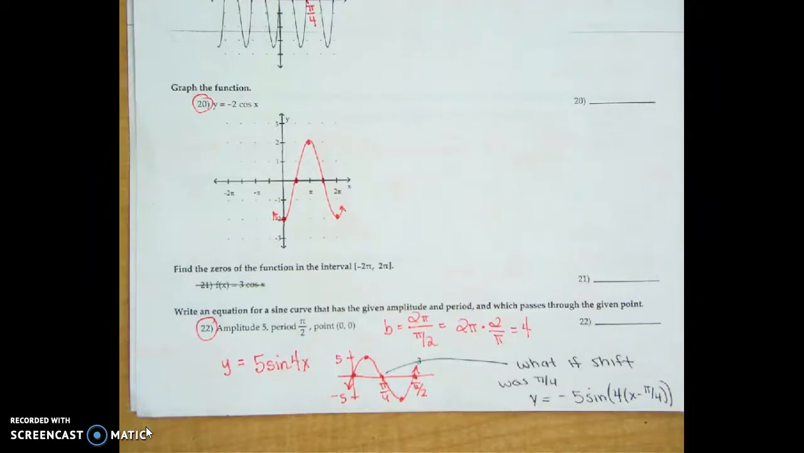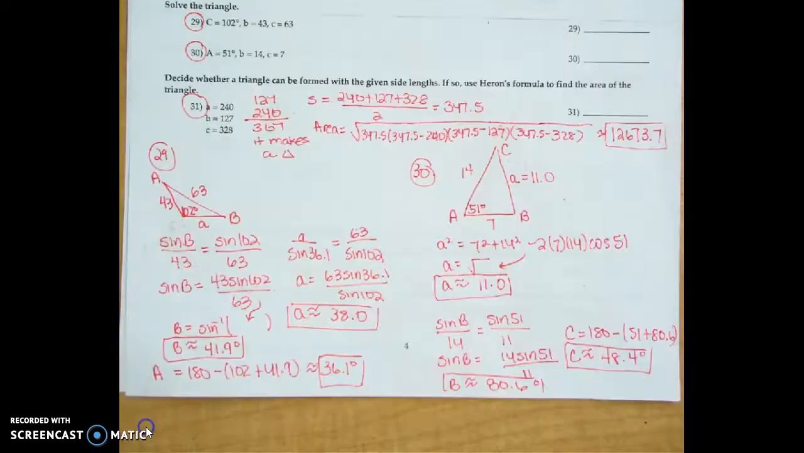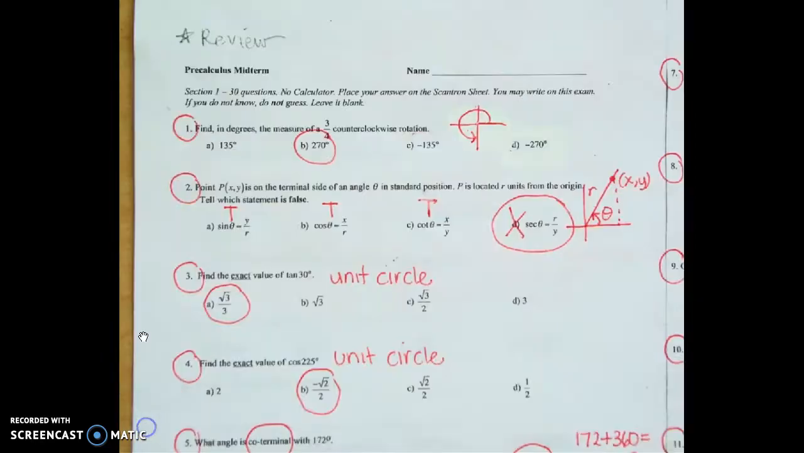Okay, here are the answers to number 20 and number 22. We're skipping 21. On number 24, when you do a composite trig expression, remember you're going to work from the inside out. So I replaced the sine of pi/6 with 1/2 and then evaluated the arc cosine. Okay, the solutions to 29, 30, and 31 are all pretty straightforward law of sines or law of cosines or area problems. Don't forget you'll have those formulas provided to you. And please make sure you're using your calculator carefully on them.